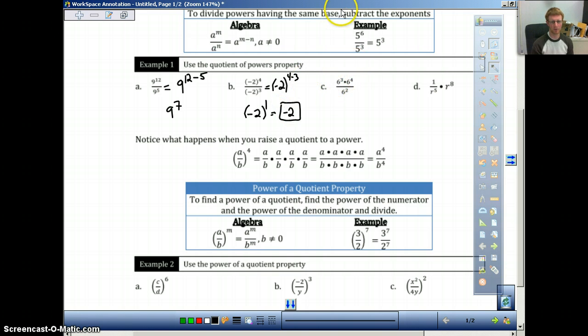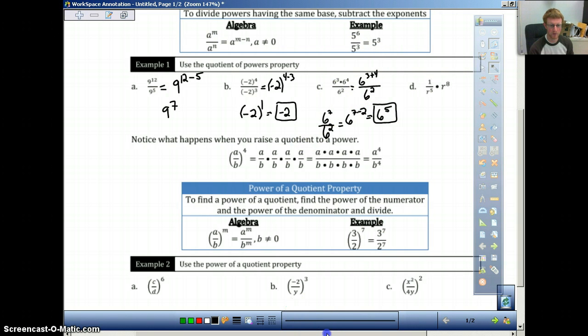Okay, here we're making it a little bit more complicated. We first want to do the top, so we're going to combine the top. So the top will be 6 to the 3 plus 4 over 6 to the 2. We had to add the exponents on the top because that's just multiplying. That's what we did in 7.1. So that's 6 to the 7th over 6 squared. So now we can do our subtraction. So we do 6 to the 7 minus 2, which is 6 to the 5th. And I'm not saying you have to show as much work as I am here. I'm just trying to show you the process of how we get through this.